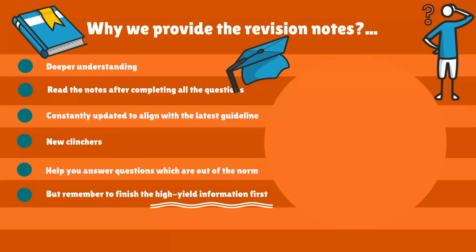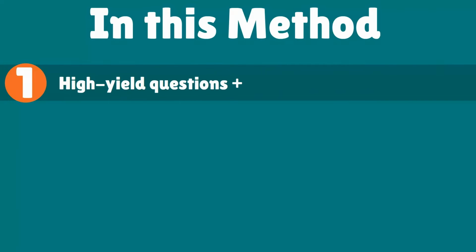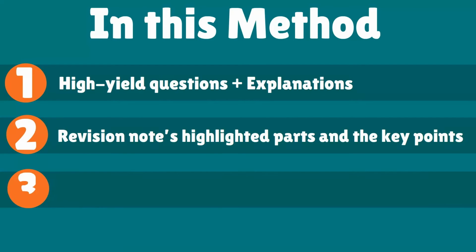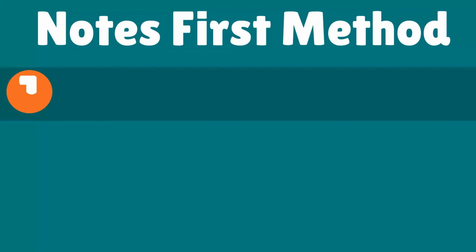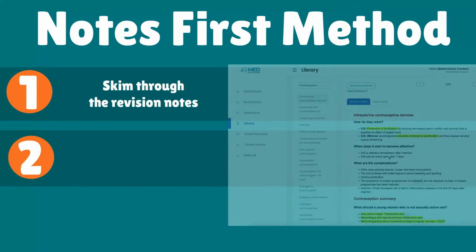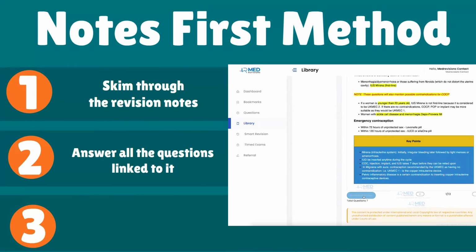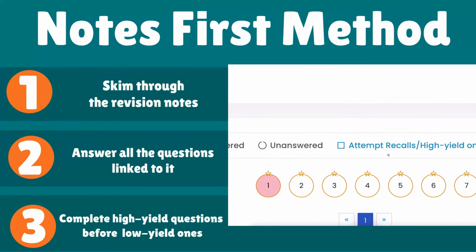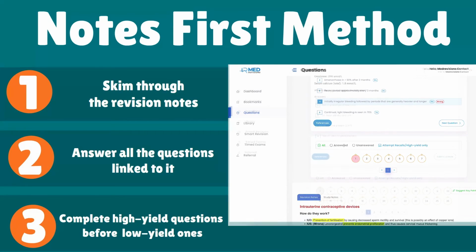With this method, we want you to finish the high-yield questions with explanations first. After you have completed a subject, you can skim through the revision notes' highlighted parts and the key points, which include high-yield clinchers, and then start attempting timed mock exams. If you choose to skim through the revision notes before answering the questions, you can read the specific note from the library and answer all the questions linked to it, and start with the high-yield questions before you move on to the low-yield ones. Alright, so the next steps discussed in this video will be the same for both methods.